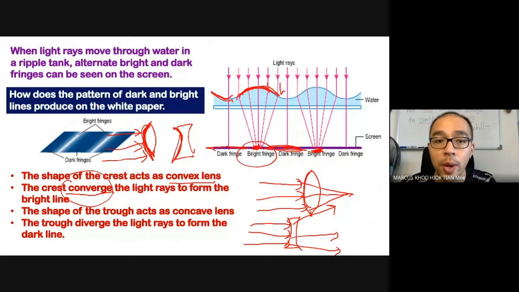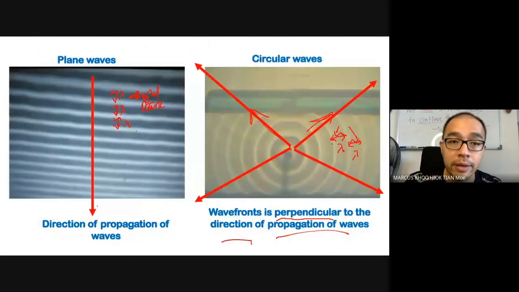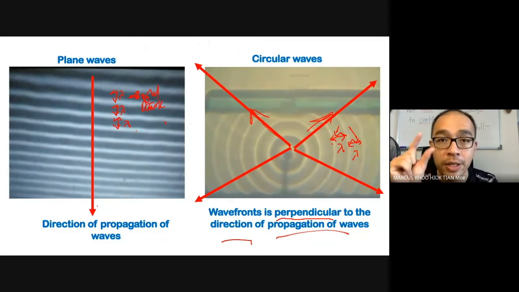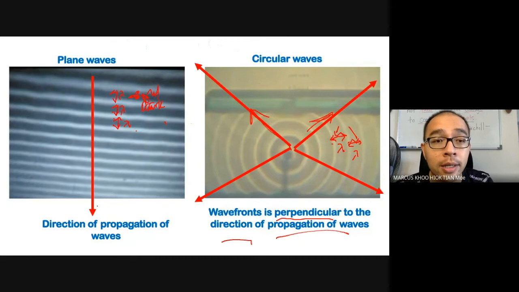And that's why you have the dark fringes and the dark areas in the plane waves. The dark areas are always going to be thicker than the bright areas. And that's why when we determine the wavelength, we use the bright areas, because the bright areas are much more narrower. Dark area, we don't know which is the center. Not so good lah. So for this one, we use bright area.